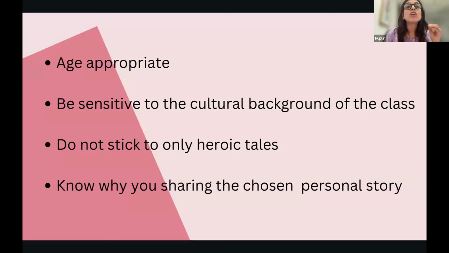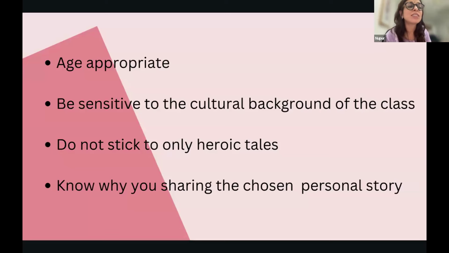And you should know why you're sharing your personal story, which is very important, because classroom time is limited. You have a 40-45 minute period, and you should know what story you're going to share, and why you're sharing it. If it's exam time, if children are getting very nervous, very anxious, it's good to share a story from a time when you wrote a competitive exam and how you felt and how you prepared for it, the emotions that were going through at that time.